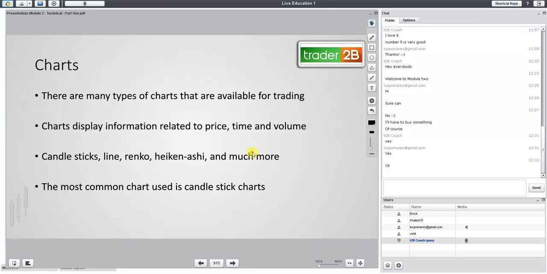For our purpose, we are going to be dealing only with the basic Japanese candlestick charts. The reason being is because it's very common and it's very easy to understand. It provides us with a lot of information and it's more useful for us from a day trading perspective.